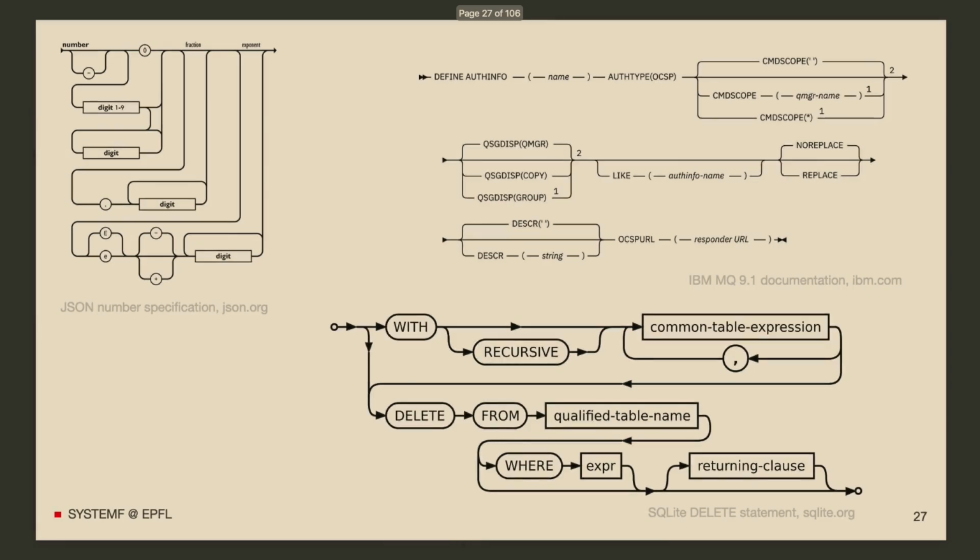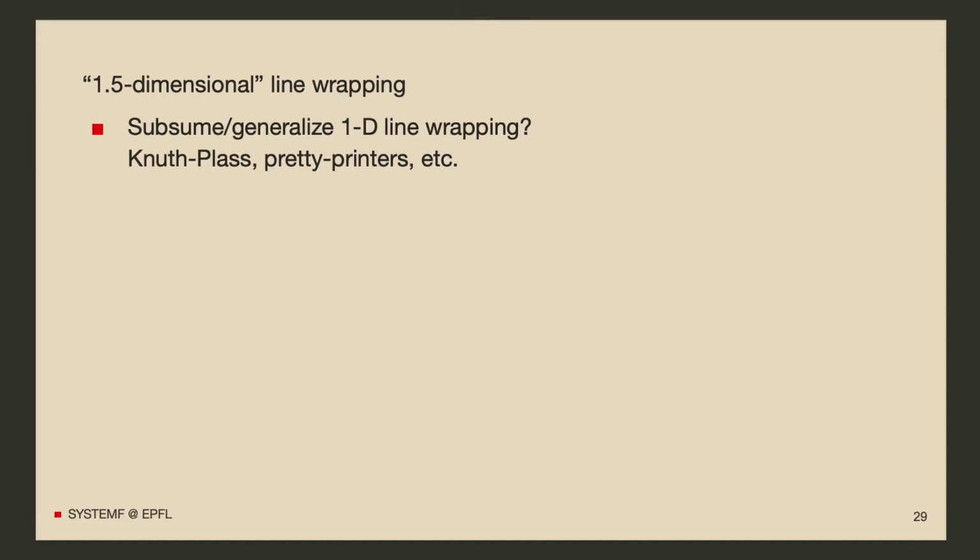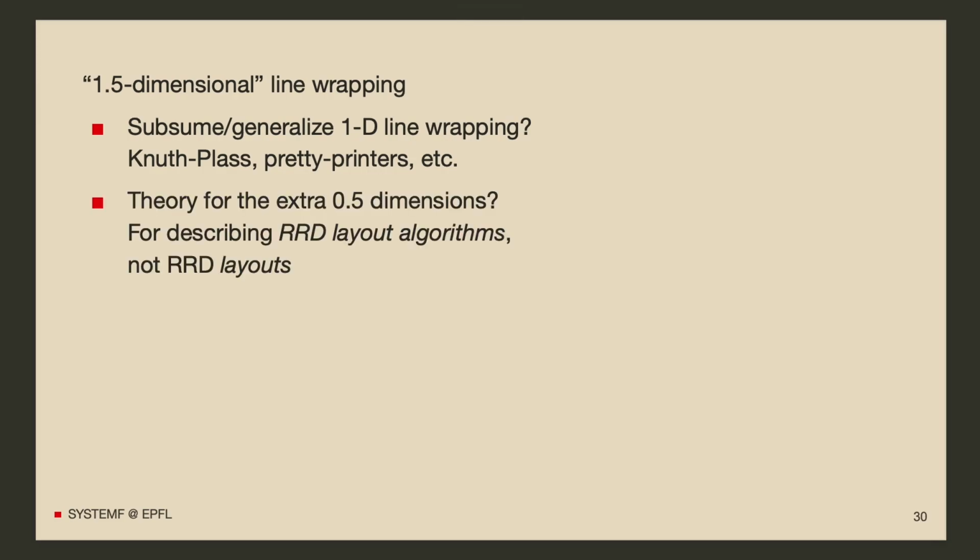But I think one main property, the interesting research question here, is that all these diagrams are width constrained. How do I do width constrained layout in a pretty way? This is what I call 1.5 dimensional line wrapping, which is what I want to tackle next. There are plenty of 1D line wrapping algorithms in computer science, for text or 3D printers and whatnot. But how do we generalize this to the extra half dimension, and how do we have a language for describing these layout algorithms for railroad diagrams and not just layouts themselves?